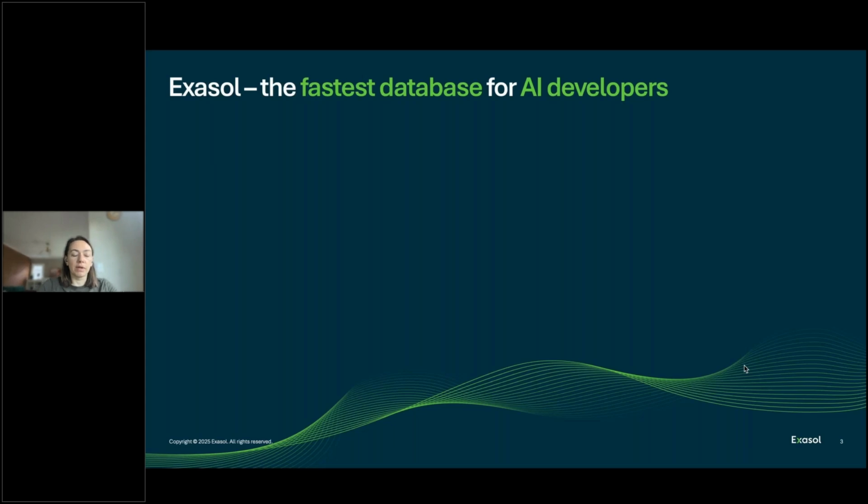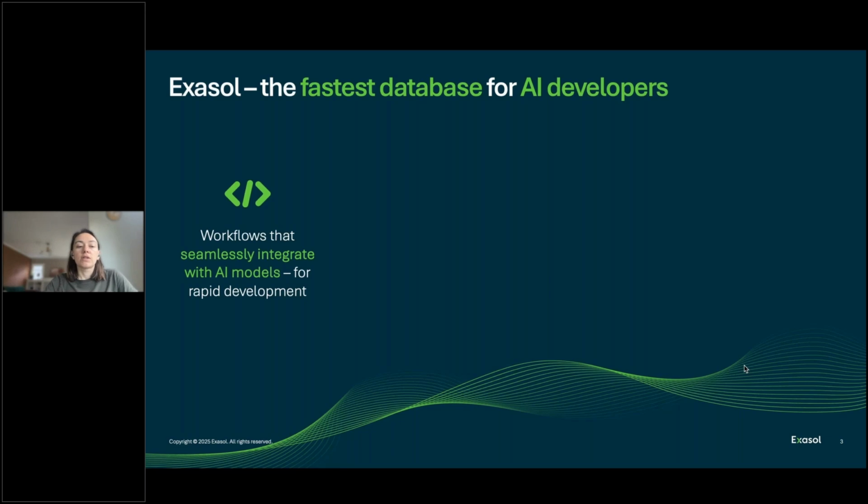So I want to start by building a foundation here. Why use Exasol for AI? Exasol is the fastest database for AI developers, and this is critical. There are four key pillars that set Exasol apart. The first is seamless workflows that integrate with AI models. This is critical. That brings customizability and flexibility to your AI development and your AI deployment. So that means you can bring any model, you can deploy and train models within Exasol, you can connect to hosted or third-party models, and you can integrate all of those into your SQL and data workflows with Exasol's user-defined function framework. Now, I'm going to dig into more of that later.